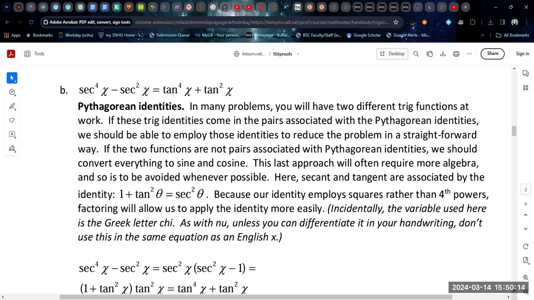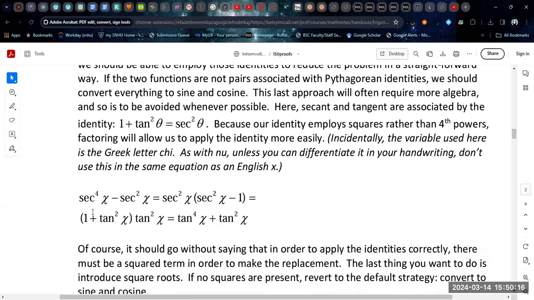So the first thing that we're going to do in this problem, again, manipulating only one side of the equation at a time, is we are going to factor out a secant squared. This is the Greek letter chi. If we factor out a secant squared, then we're left behind secant squared minus 1. Secant squared is 1 plus tangent squared, and secant squared minus 1 from our Pythagorean identity is tangent squared. And when you distribute that back, you get tangent to the 4th plus tangent squared.